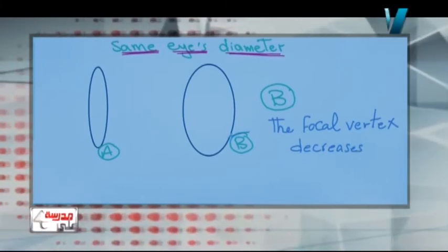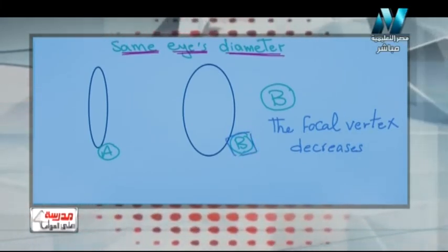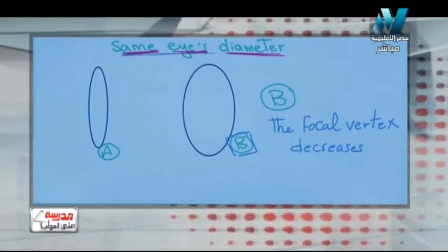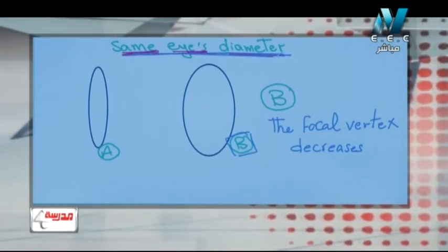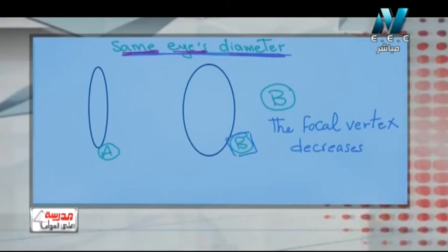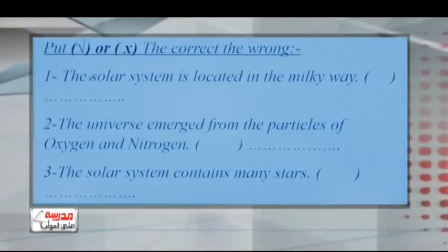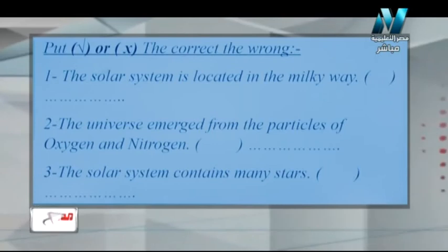So we will choose B, because the two eyes have the same diameter. Okay, let's go to complete. Number one, right or wrong, then correct the wrong ones.